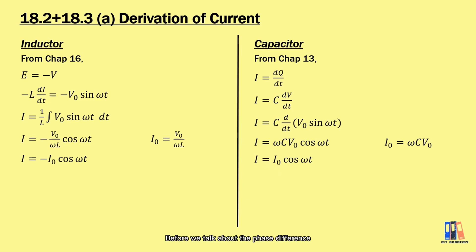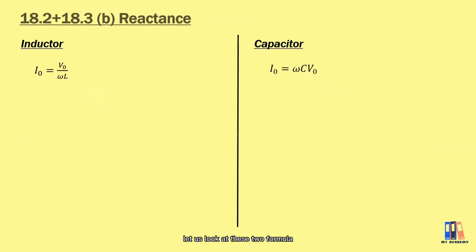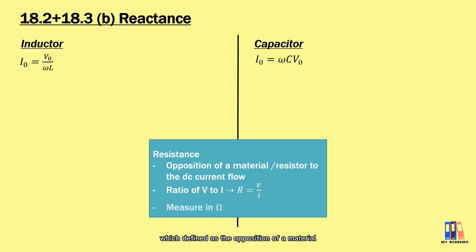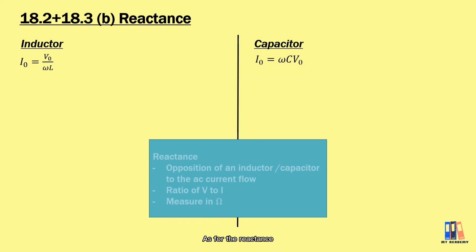Before we talk about the phase difference, let us look at these two formulas to derive their reactance. Reactance is something like the resistance, which is defined as the opposition of a material or a resistor to the DC current flow. It is also the ratio of V to I, which is the formula that we use to calculate the value of the resistance. As for the reactance, it is the opposition of an inductor or capacitor to the AC current flow, and they are also the ratio of the voltage to the current.